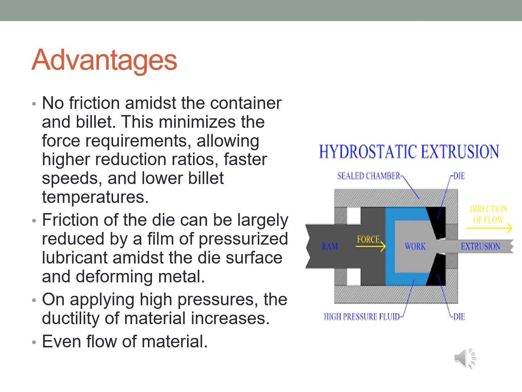Friction of the die can be largely reduced by a film of pressurized lubricant amidst the die surface and deforming metal. On applying high pressures, the ductility of material increases. There is an even flow of material.